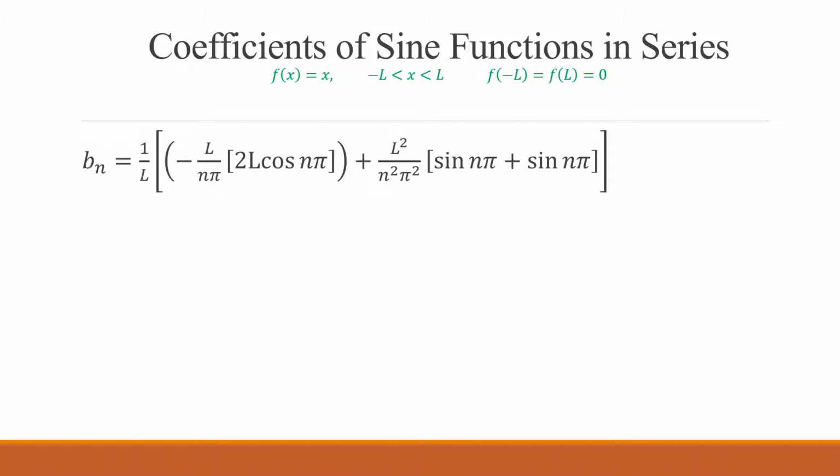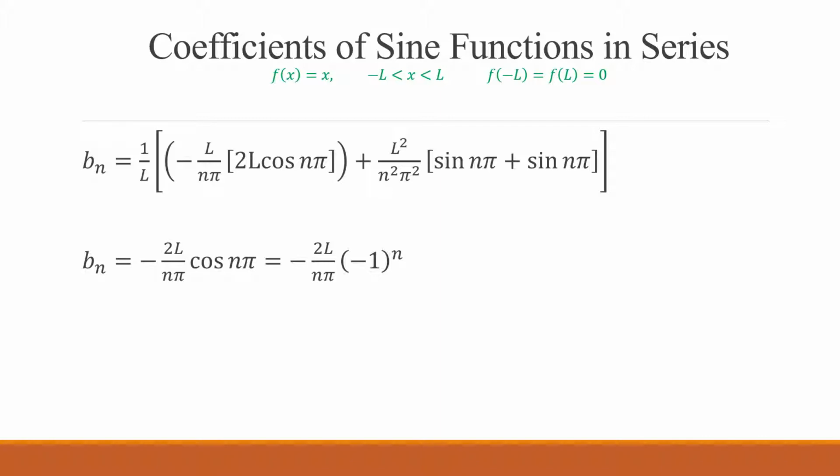But for the first half of the right hand side, the relation turns into negative L over n pi times 2L cosine of n pi. So when we simplify this relation, it further simplifies to become Bn equal to negative 2L over n pi cosine of n pi. One of the L in the numerator gets cancelled with one of the L in the denominator.